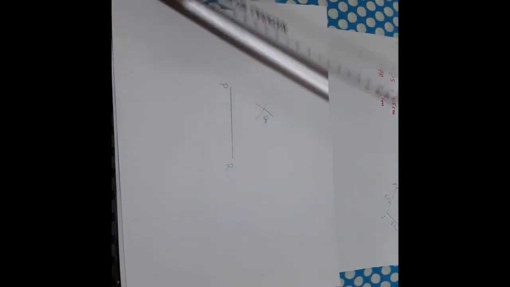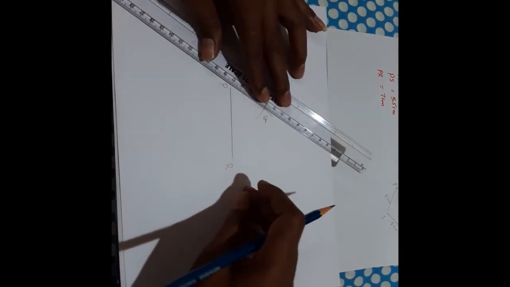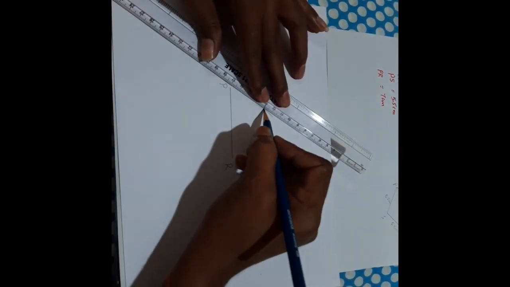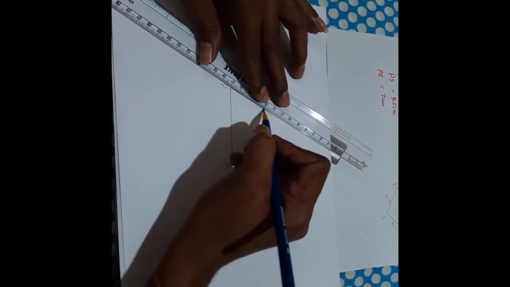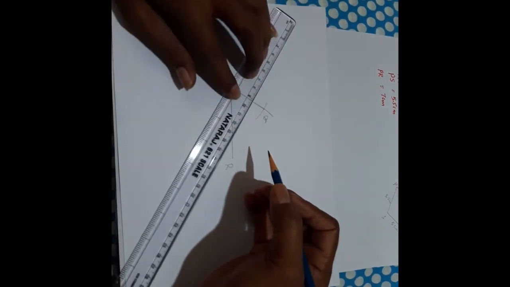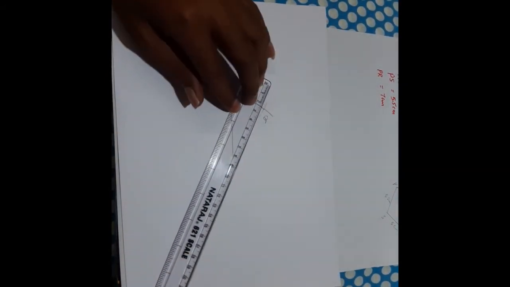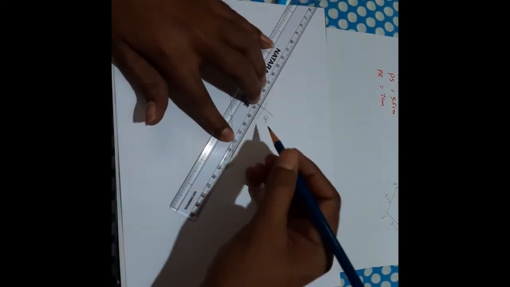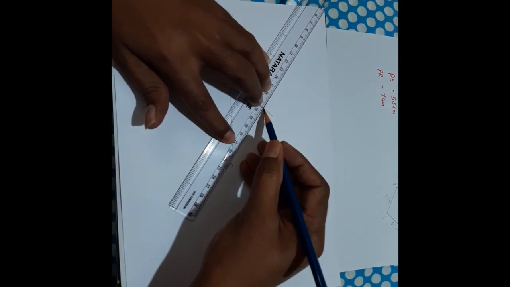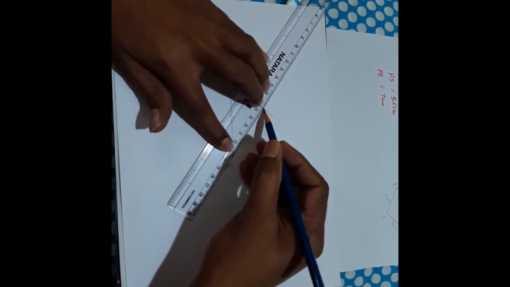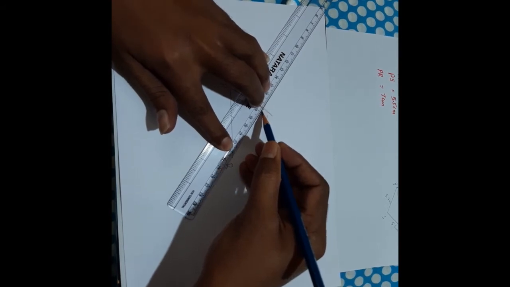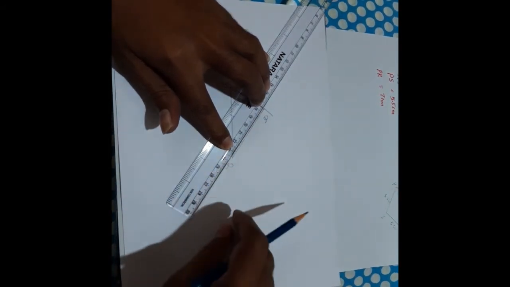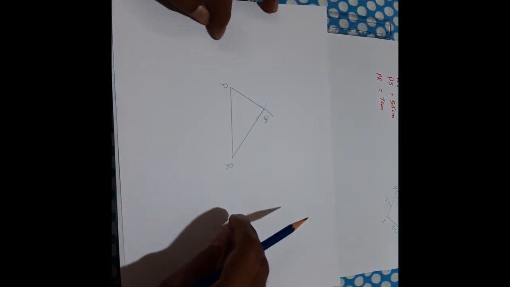Now from this point you just join PQ as well as QR. By using the scale, you just join P to Q. That is 4 centimeters, and you just join QR also. Right. So we got a triangle PQR.